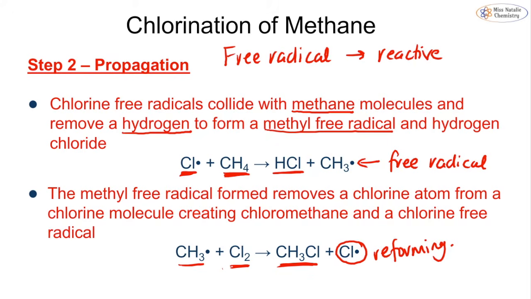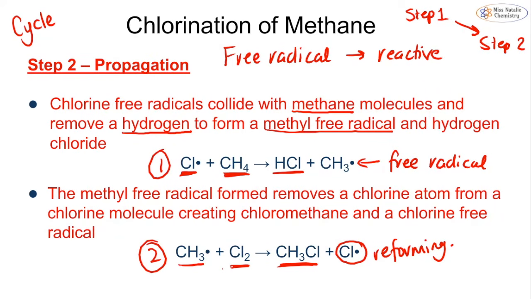Now, what we mean by propagation is that we have a cycle of steps. So you can see here that as soon as I reform this chlorine free radical, I'm going to go back up to the first step. That's going to happen again. And then I go back to the second step. I reform the chlorine radical. I go back to the first step, and so on and so on. So I go from step 1 to step 2 in my 2 reactions. And then I go back to step 1 and then back to step 2. So propagation is this constant cycle, and this will continue to happen until we get to the 3rd step.